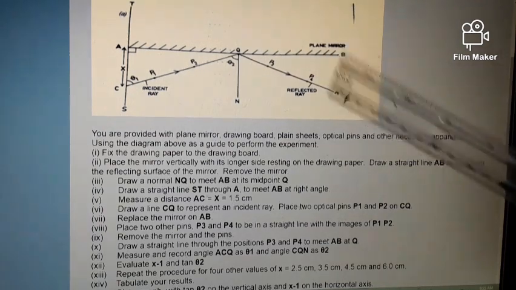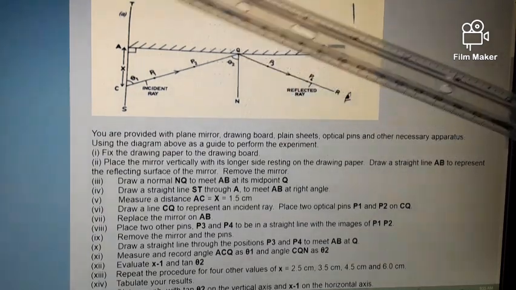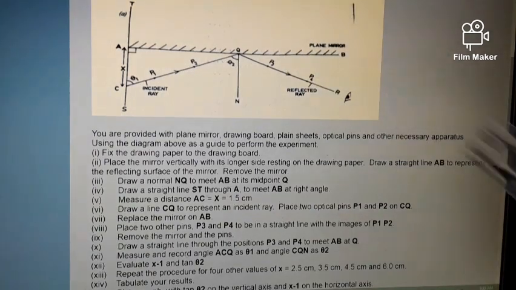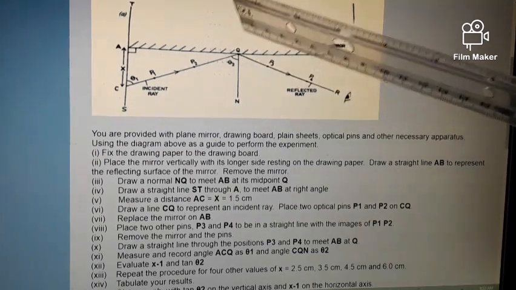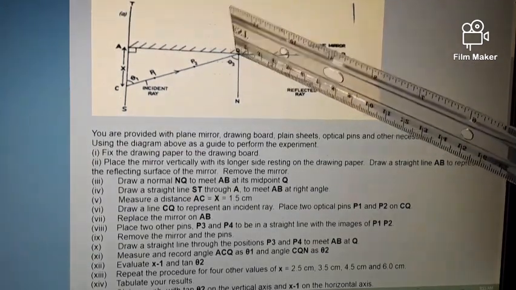You have to look through this side to see the images on this side and just put it on a straight line. Then you put your pins here and here. So you record that as P3 and P4. Remove the mirror and the pins. 10. Draw a straight line through the positions P3 and P4 to meet AB at Q. So you are going to draw a straight line through this. This is the straight line to meet this line AB at point Q here.